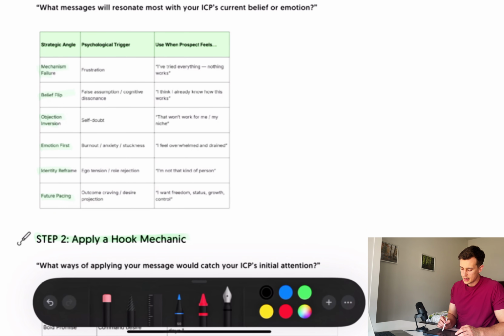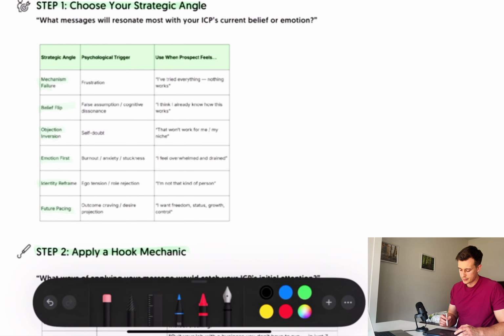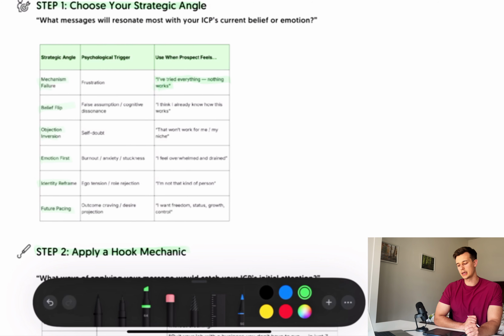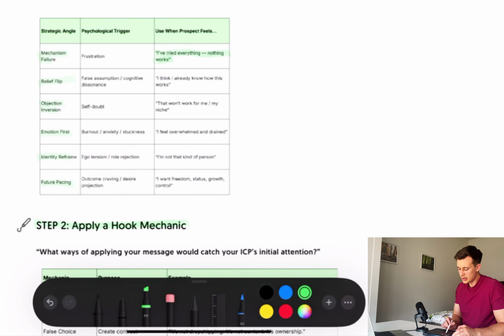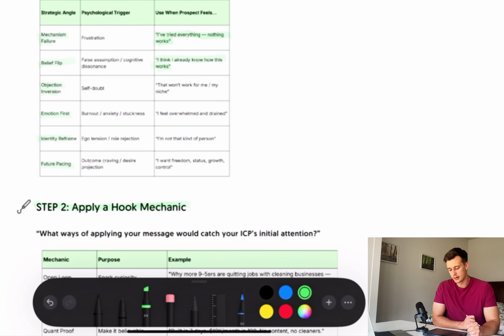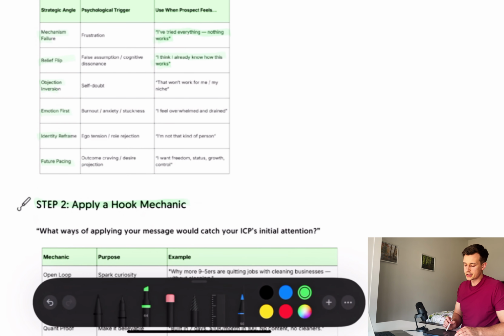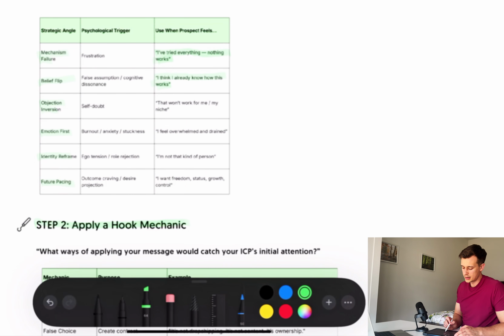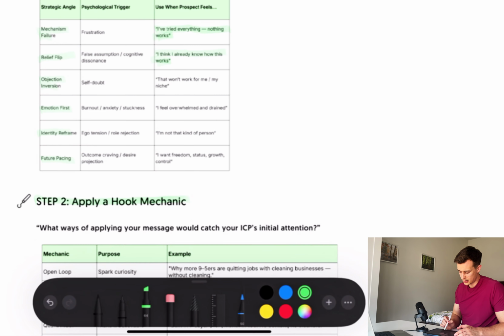The ones that I like: I do like mechanism failure, because we use that when a prospect feels like they've tried everything and nothing is working, which is pretty relatable to our ICP of trying to escape the 9 to 5. Belief flip, I think I already know how this works. There are a lot of false assumptions when it comes to 9 to 5ers and making money online, so we can use that. Objection inversion, that won't work for my niche. I'm not going to use that one. I don't think it's as strong as the other ones.